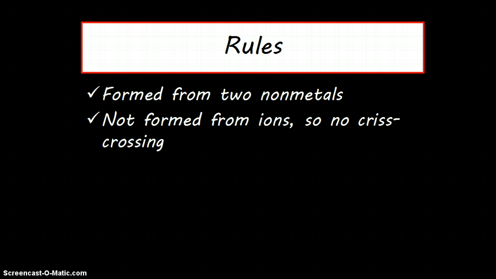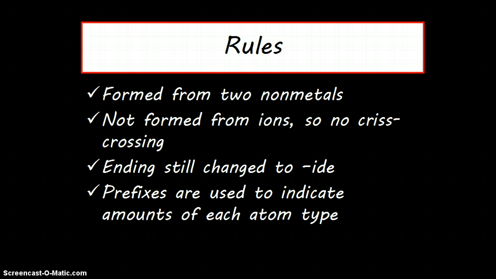Since we're not going to form ions to do this, we're not going to use the crisscrossing method as we did before. The names are still going to end in -ide, but because it can be any ratio, we can't simply say something like lithium oxide, for example, to indicate lithium and oxygen, because they can be in any proportion, so it wouldn't have a simple ratio to determine from the crisscross. So instead we will use prefixes, and these prefixes are going to be used to indicate the amounts of each type of atom that got involved in this interaction.